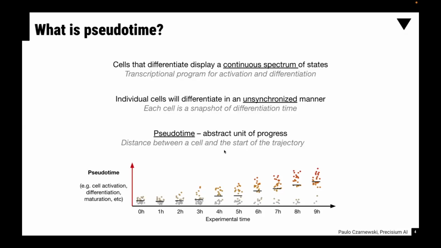Imagine that when your cells are activated, not all cells respond the same way. For example, in this figure you can see experimental time, so cells that were incubated in a well at different time points. As you can see, all cells start developing their process of activation, which can be differentiation or maturation, in an independent manner. So one of the key things to distinguish is that your experimental time is somewhat different from your pseudotime. The pseudotime is measuring, within each cell, where it is in this process of maturation, activation, development.